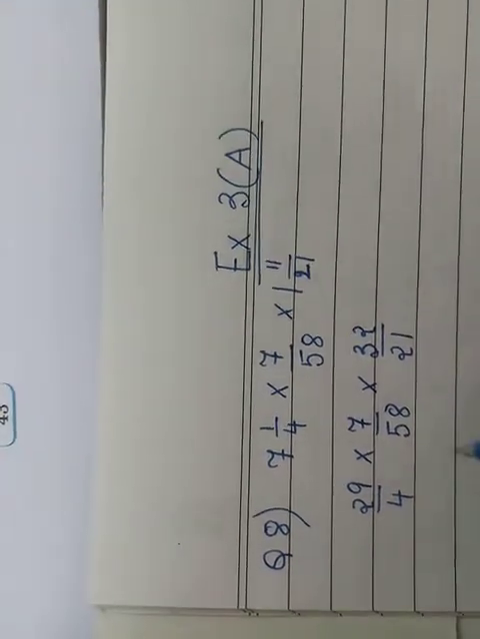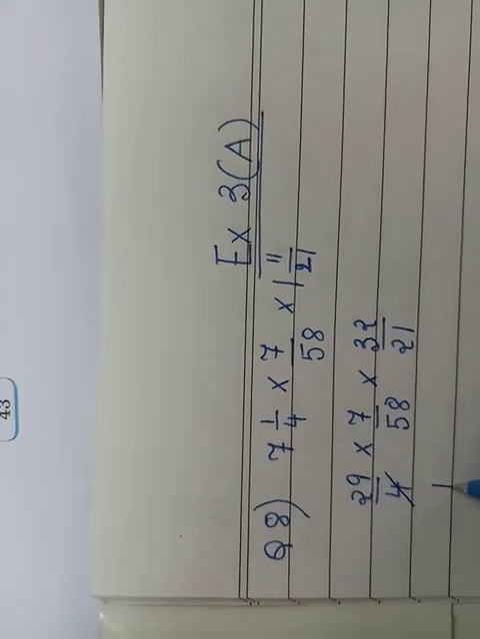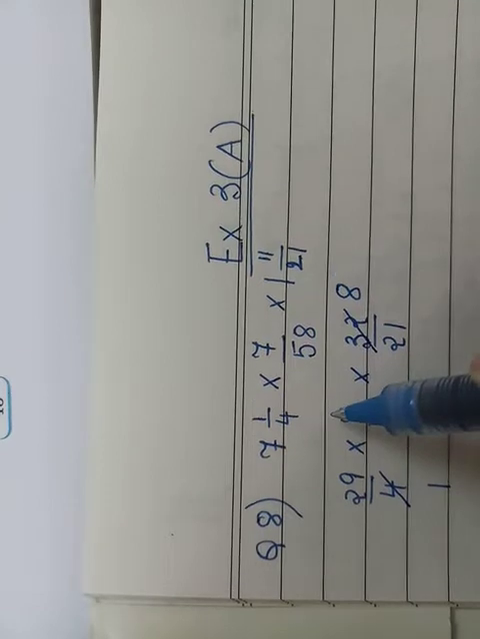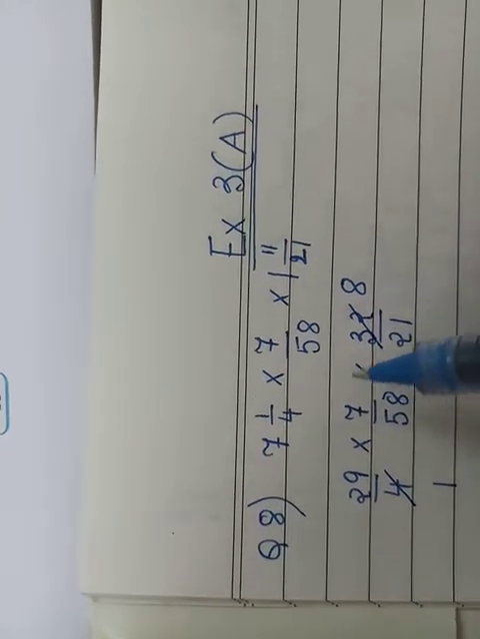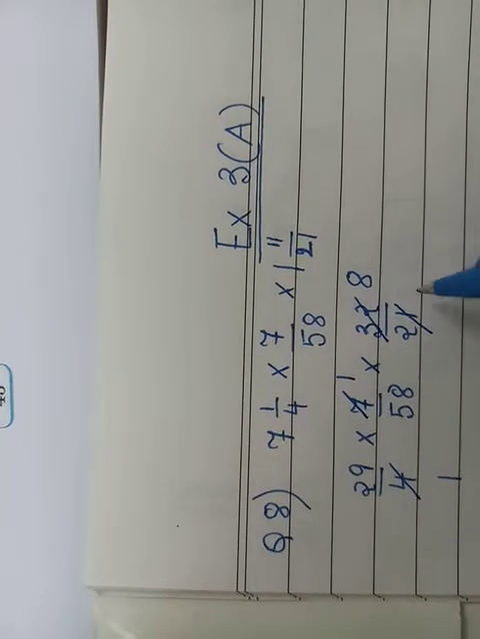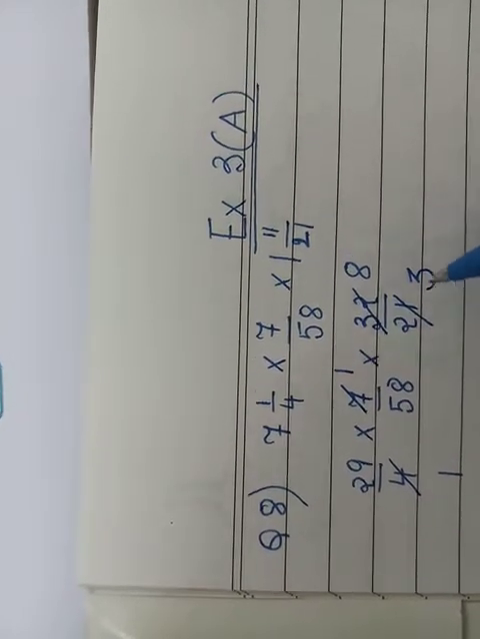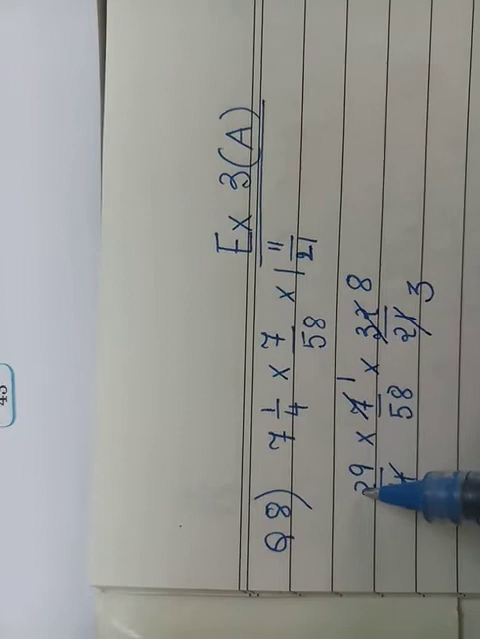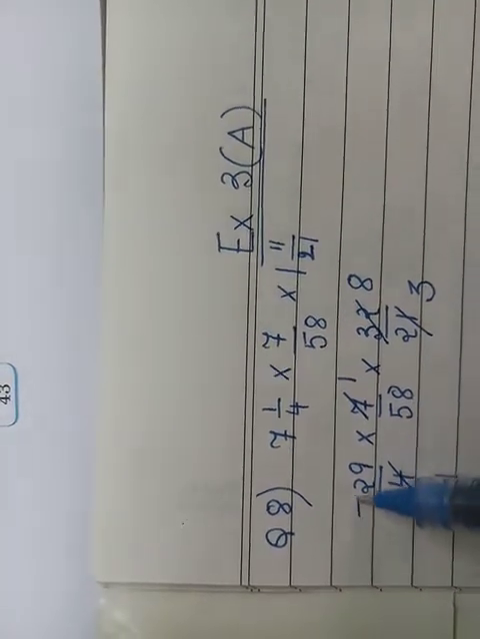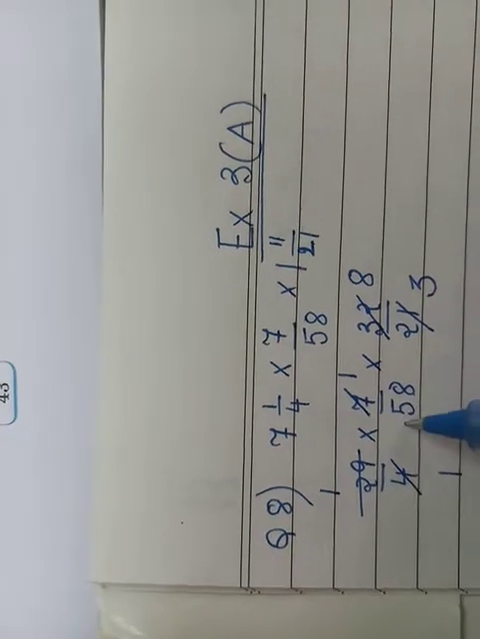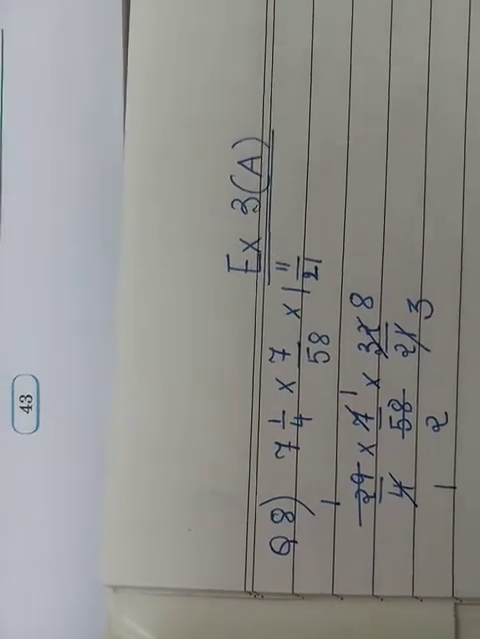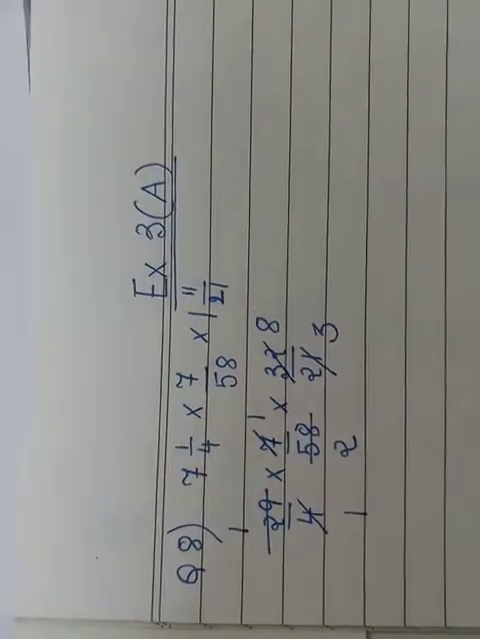Now we cancel it out. 4 1s is 4. 4 8s is 32. Similarly 7 and 21 are getting cancelled. So we cancel out. 7 1s is 7. 7 3s are 21. 29, if you read the table of 29, 29 1s are 29, 29 2s is 58. Okay, so whatever is being cancelled, I have cancelled it out.